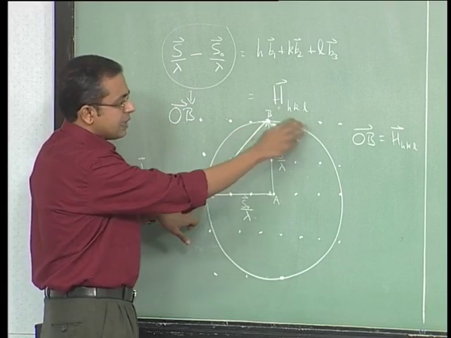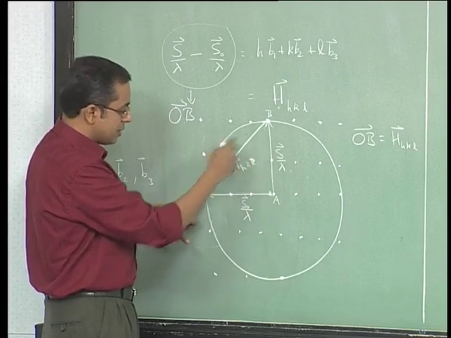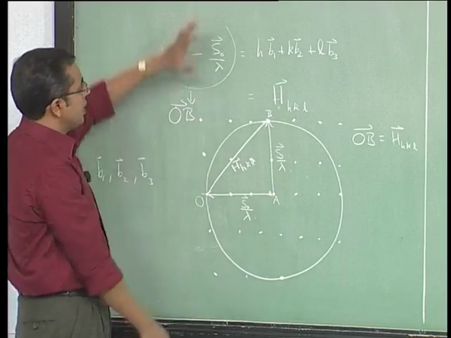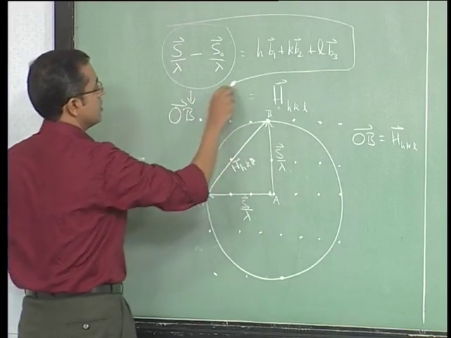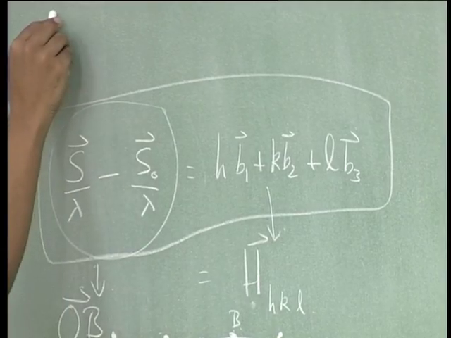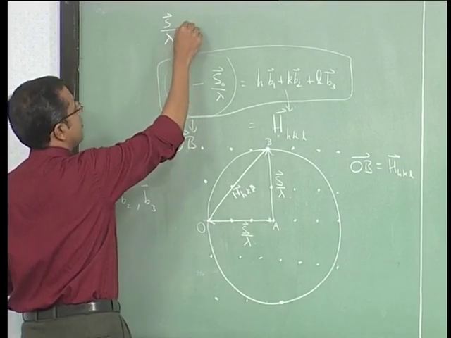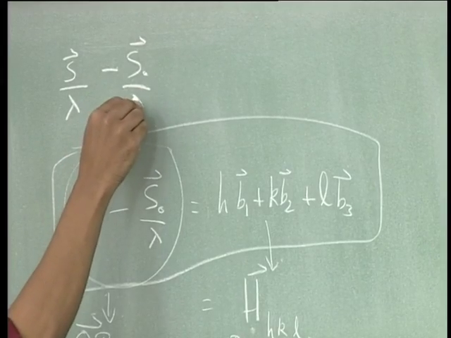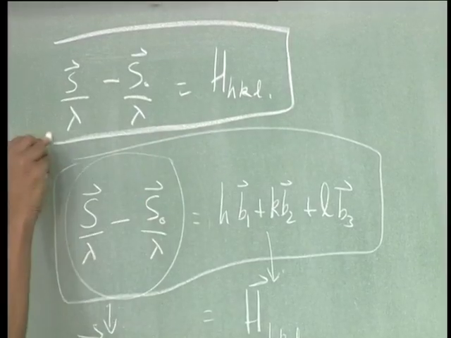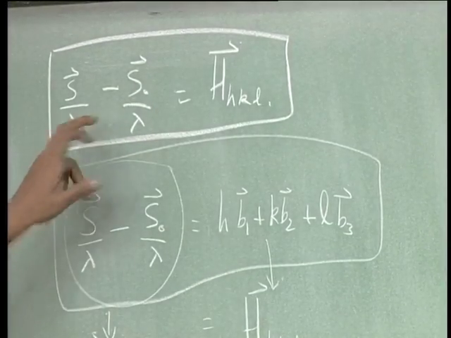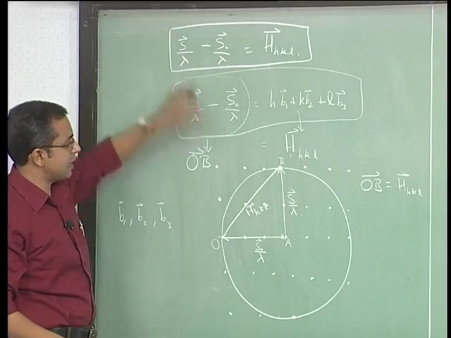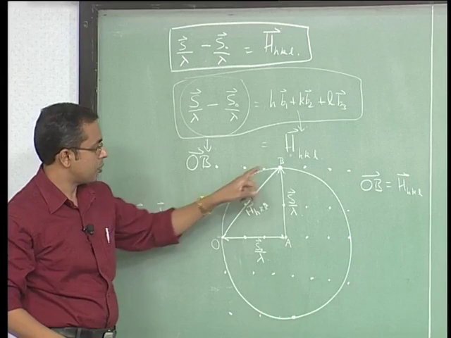So the circle touching any of these points implies that the difference between these two vectors is now a valid reciprocal lattice vector, and therefore a circle touching any of these points satisfies this equation. So it satisfies the equation S by lambda minus S naught by lambda equals HKL. This equation is satisfied, I have plotted this in a 2-dimensional sense. So in this 2-dimensional figure this equation is satisfied whenever this circle touches any of these points.